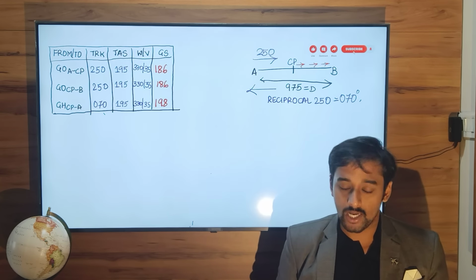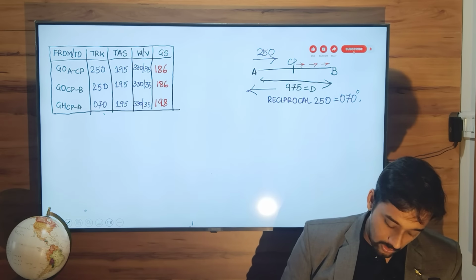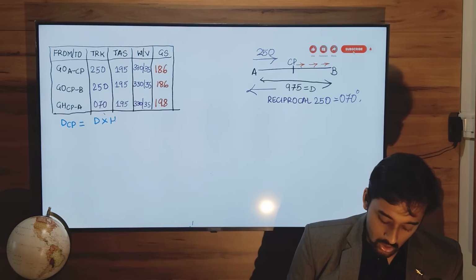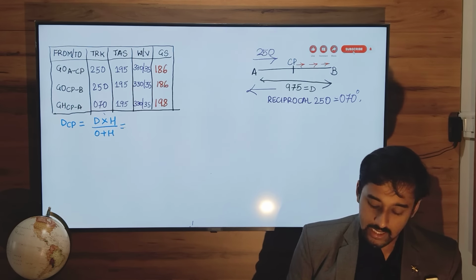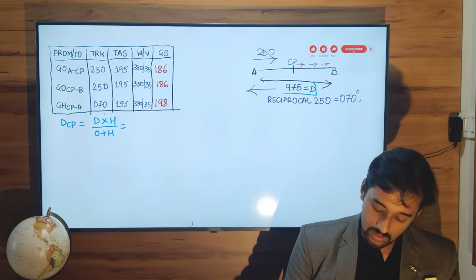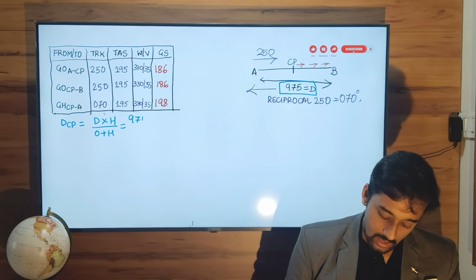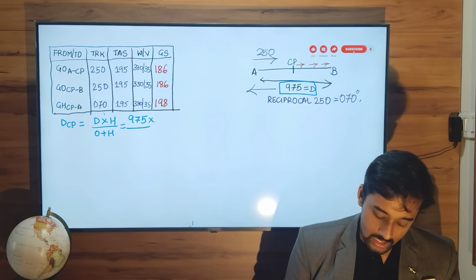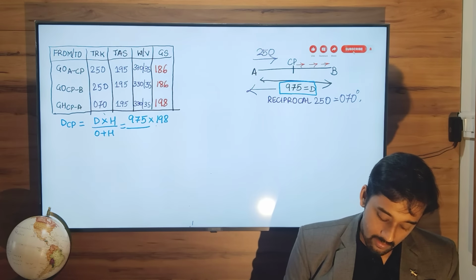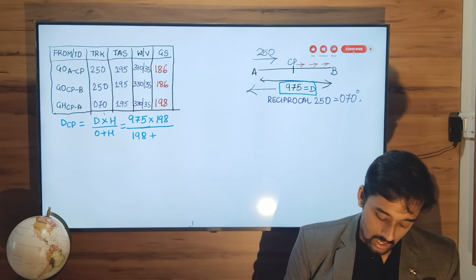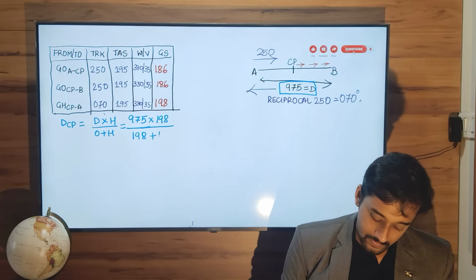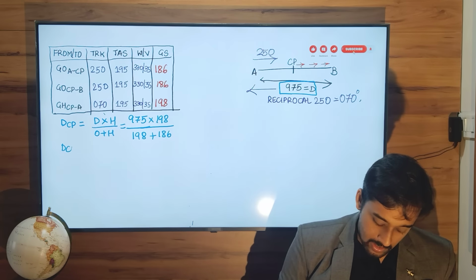So now we have all the values available to us. Let's use the formula. Distance to CP is D multiplied by H divided by O plus H. Now D stands for total distance between A and B. So that total distance is 975, multiplied by H. So H speed is homebound speed 198, divided by 198 plus outbound speed from CP to B, which is 186.